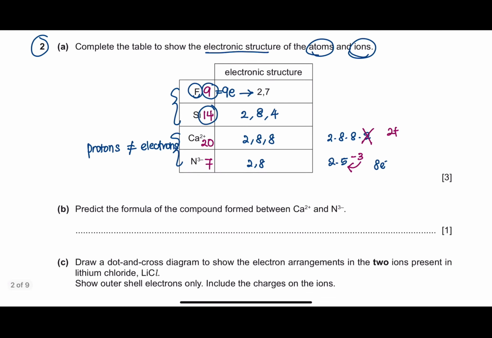Question B. Predict the formula of the compound formed between Ca2+ and N3-. So what happens here is that the charges would cross multiply. The charge would go to the opposite side of the compound, giving you Ca3N2. So this is the formula of your compound.